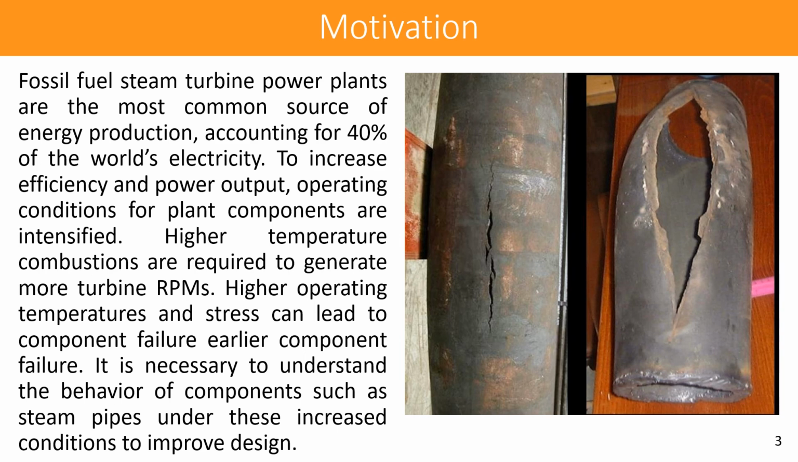Coal-fired power plants are the most common source of energy production. To increase that energy output and the efficiency of the power plant, higher operating conditions are needed. Coming from the turbine, hotter temperatures and higher pressure combustions are needed to generate more RPMs to generate more power. Coming into the turbine from the boiler, the steam carried by the steam pipes reaches a temperature of 600 degrees Celsius and up to 13 megapascals.